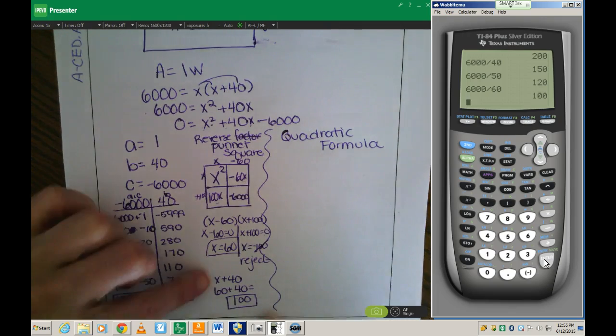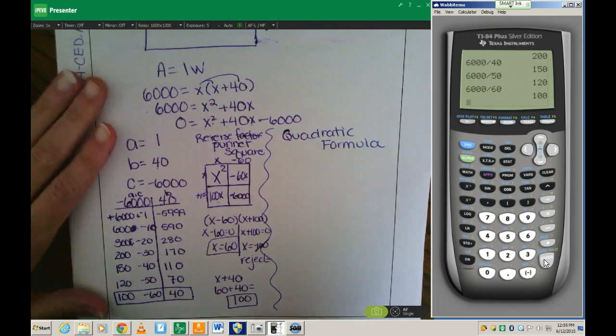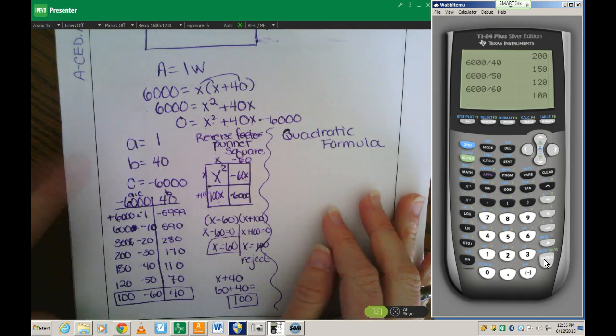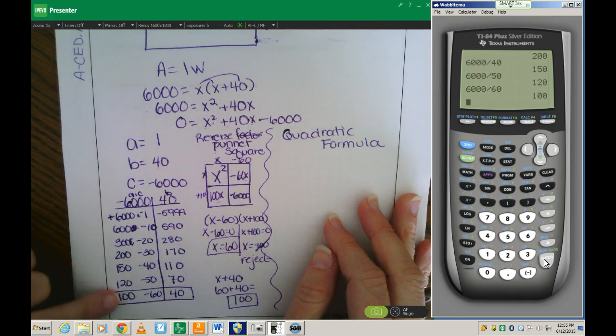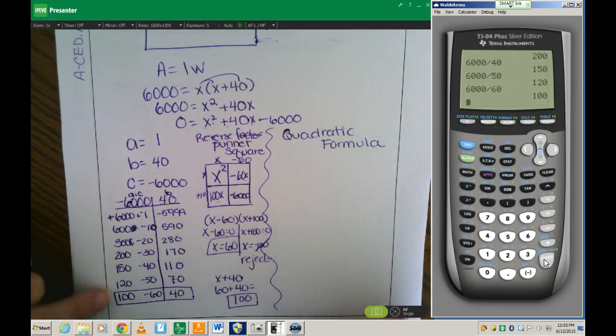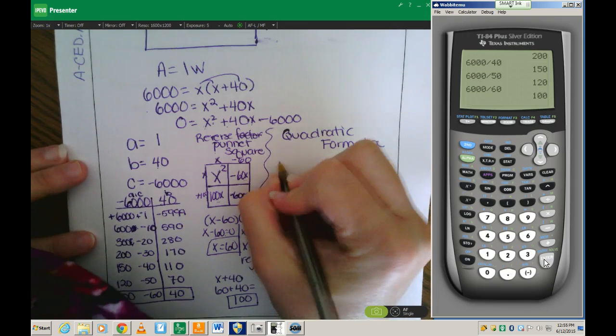And I got the x plus 40 from the top. So that's one way. Some people don't like that way because hopefully most of you would have figured this out quick, but you might not have. So I'm going to go back up here and show you the other way.